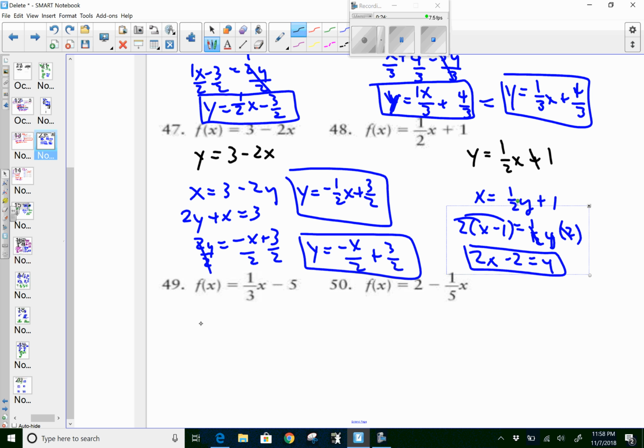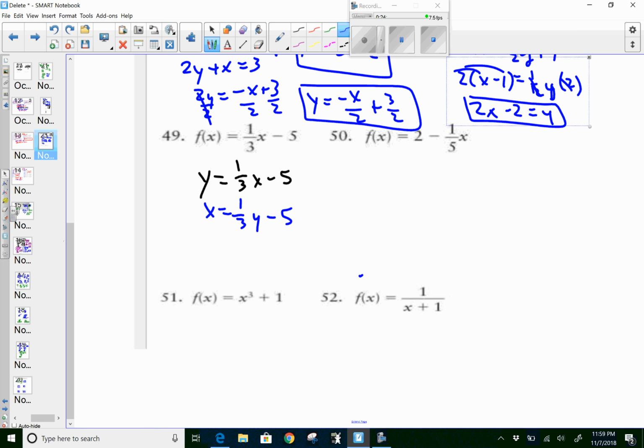Here, so f of x is y is equal to 1/3 x minus 5. Now I'm going to do the switch. So x is equal to 1/3 y minus 5. I'm going to go ahead and add 5 to both sides. Ooh, there's more. So we have x plus 5 is equal to 1/3 y. To get the y by itself, I'm going to multiply by 3 because it's like divide by 3. So I'm going to multiply this whole thing by 3. These cancel out, so I'm left with y is equal to 3x plus 15. And again, because I have to do distributive property.